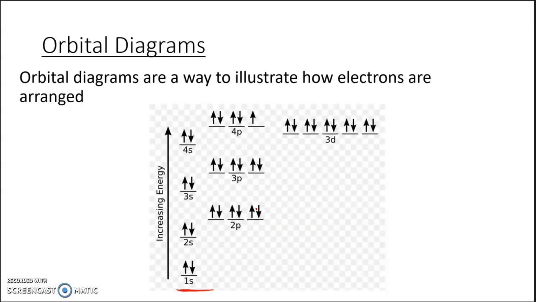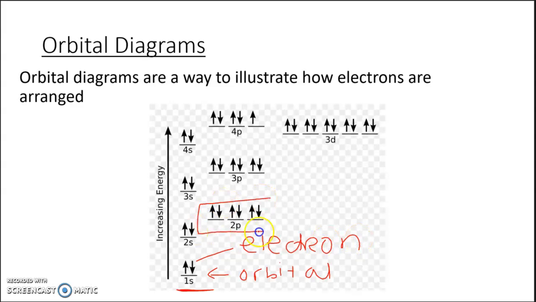And so when you look at an orbital diagram, this line right there represents an orbital. And so we've got 2 electrons in one s. Each electron is represented by an arrow. So the arrow represents an electron. P has 3 orbitals. That's why there's 3 lines drawn, 1 for each orbital. And each orbital has 2 electrons in it.